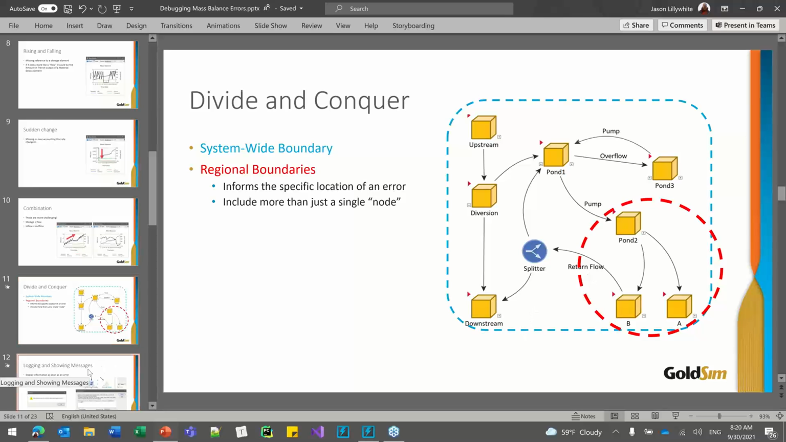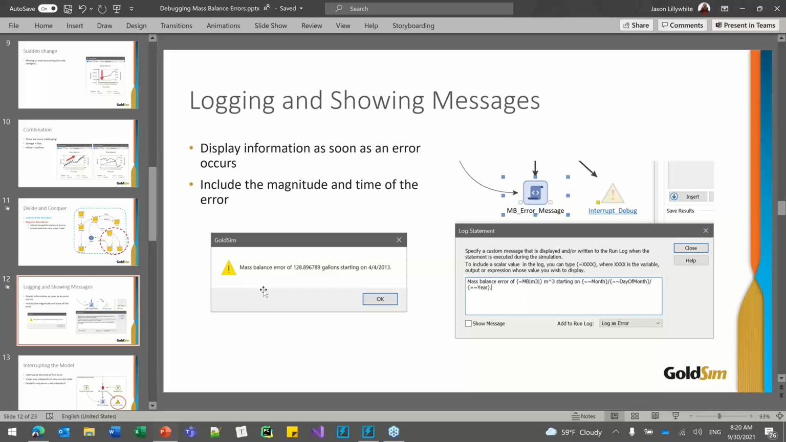Okay, the next strategy is using some logging and messaging. Like I said, this comes with the model that's in our library, and it's using a GoldSim script element. Within the script element, you have the ability to show messages in three different ways. One way is not very in your face. It's just writing a message to the run log.